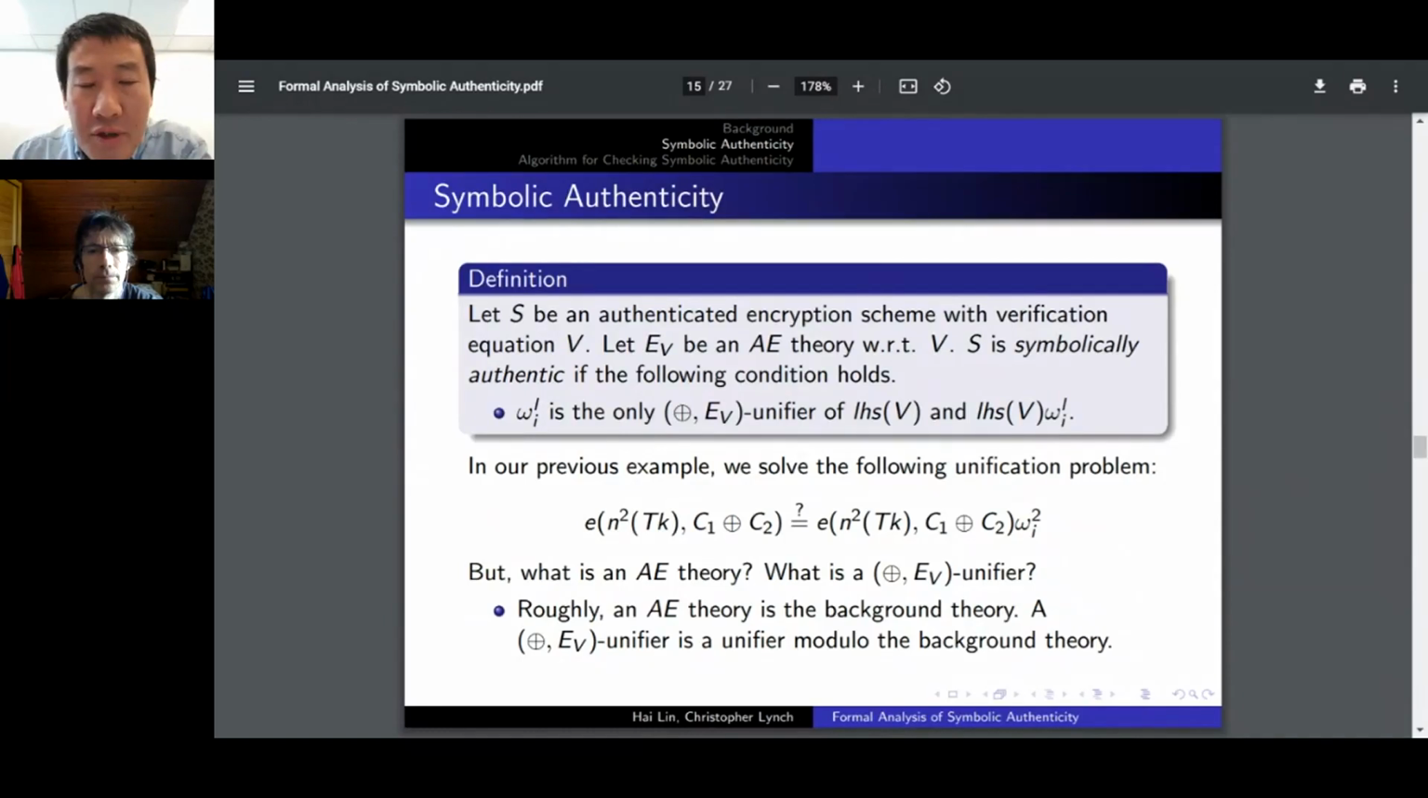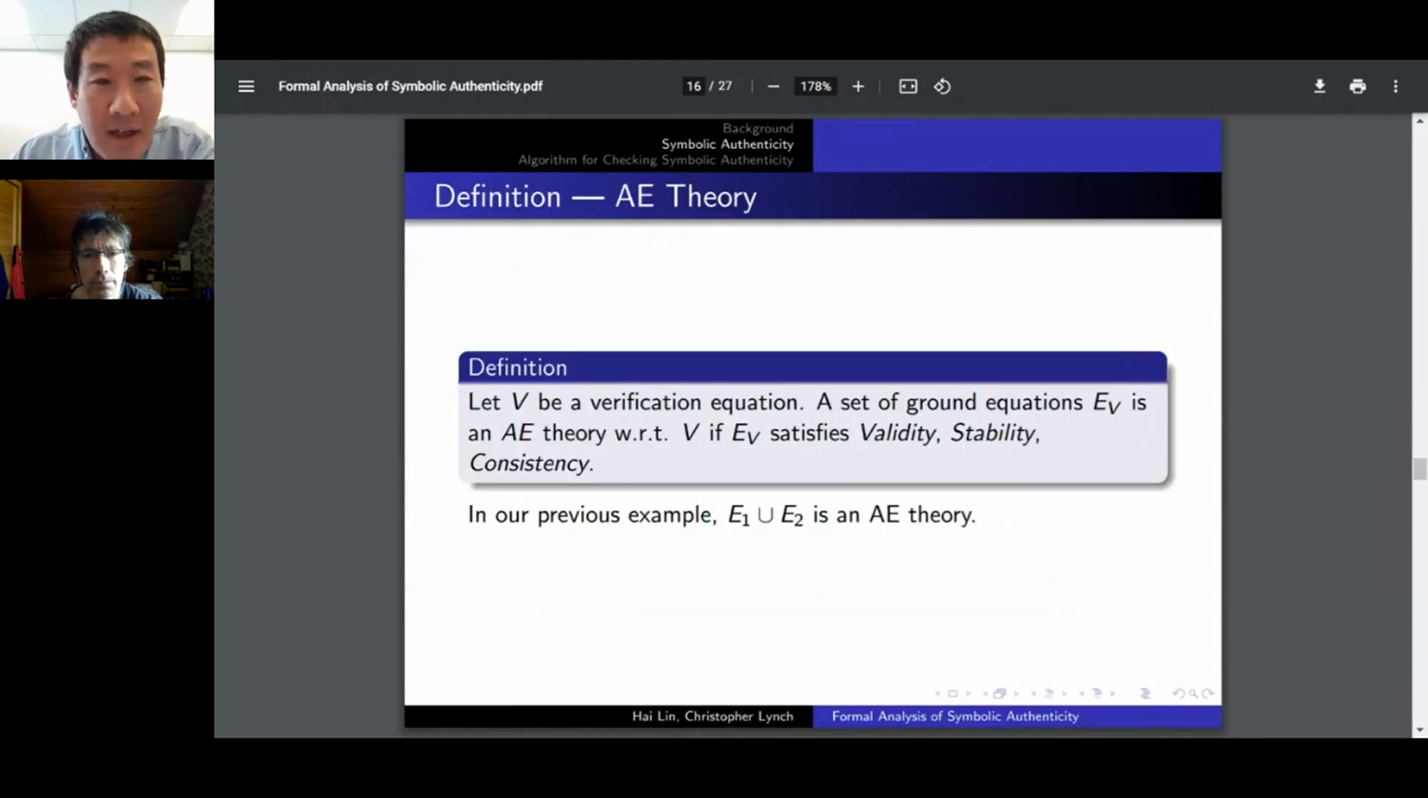And we do so modulo a theory which we call an AE theory. We are only interested in some particular unifiers called XOR EV unifier, which is the unifier modulo the AE theory. So what is an AE theory? AE theory is essentially a theory that satisfies the three properties: validity, stability, and consistency. So in our previous example, E1 union E2 is an example of an AE theory.